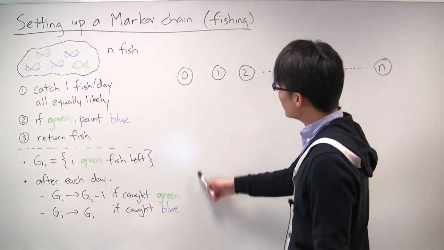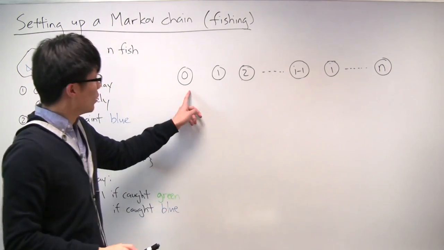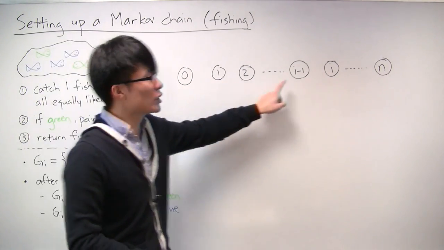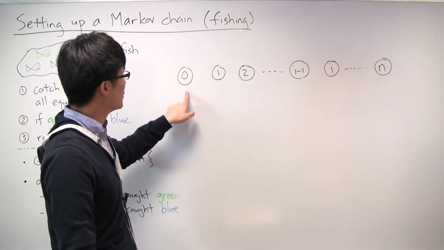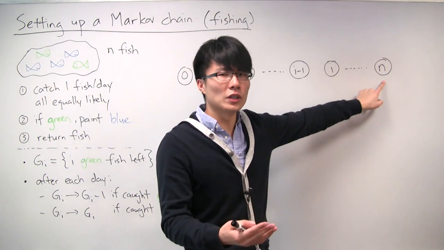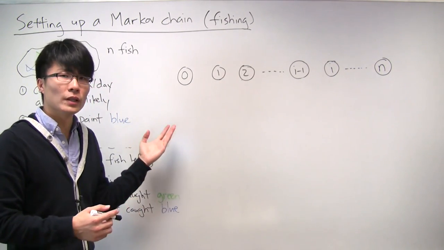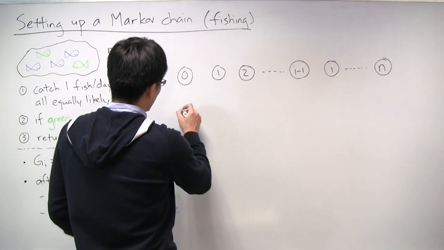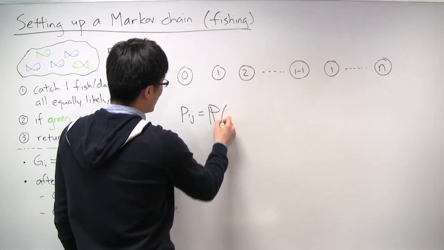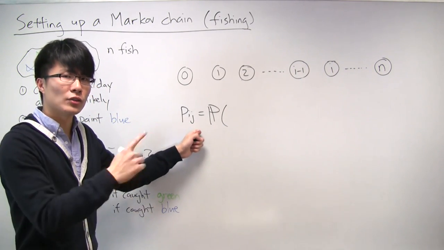So now, given that, let's see if we can come up with a Markov chain. The first thing we've done is we've written out all the different states. So this represents the number of green fish left in the lake. There can be 0 green fish left, 1 green fish, all the way through n, which means that every single fish in the lake is green. Now we have the states. What we need to do now is to fill in the transition probabilities, which are the P_ij's. And remember, P_ij is the probability of transitioning from state i to state j in the next transition.